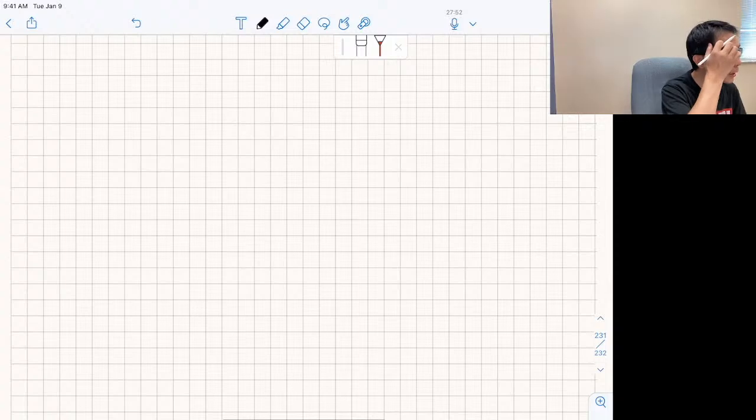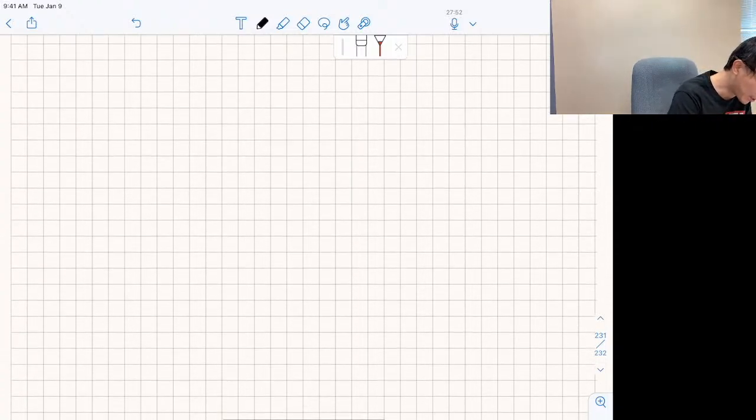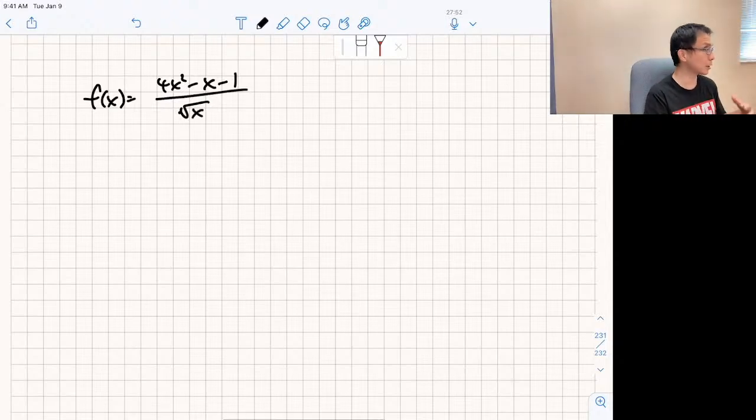What we're going to do is make sure you know how to take a derivative. Here we're going to say f of x equals 4x squared minus x minus 1, all over square root x. I want to take a derivative of this. How would I take a derivative? That's what we're going to start with.